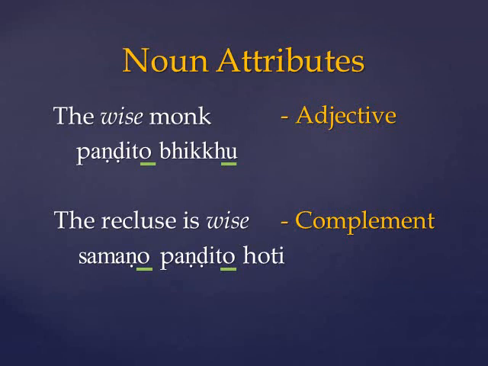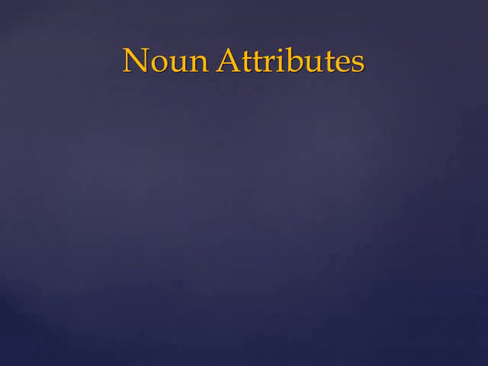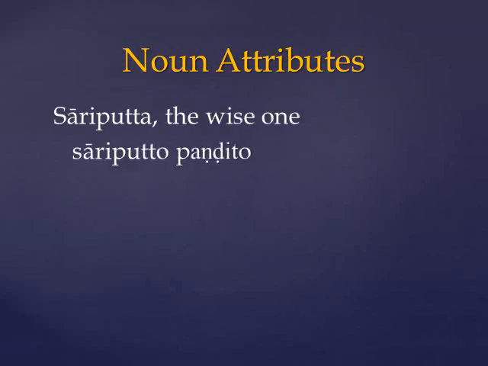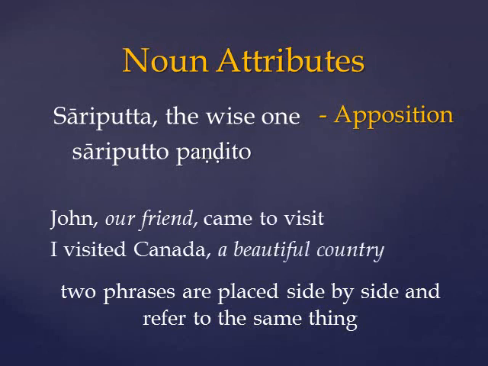Now, there's one other way that an attribute can be added to a noun, and that is through apposition. For instance, we could refer to Sariputta, the wise one, and this type of construction is referred to as an apposition. An apposition is when two terms are placed side by side and refer to the same thing, and here we can see that Sariputta and the wise one both refer to the same person. In English, we'd often use commas to separate out these types of phrases. For instance, we might say, John, our friend, came to visit, or I visited Canada, a beautiful country.